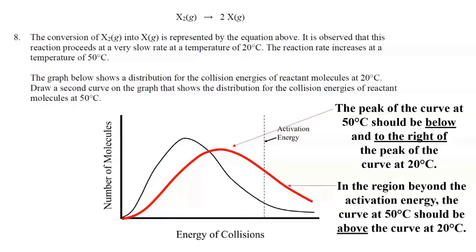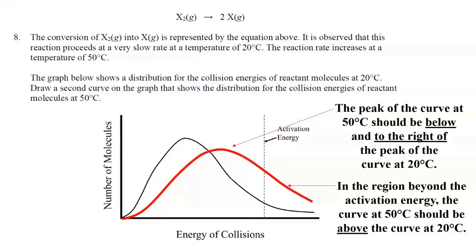Now, as far as that region to the right of the activation energy, the curve at 50 degrees Celsius should be above the curve at 20 degrees Celsius, which shows that a greater fraction of the particles at 50 degrees Celsius have the required activation energy needed to overcome the activation energy barrier.